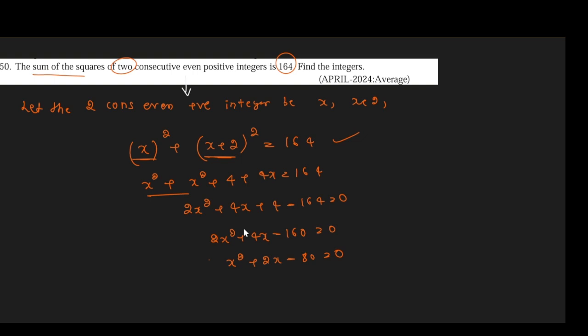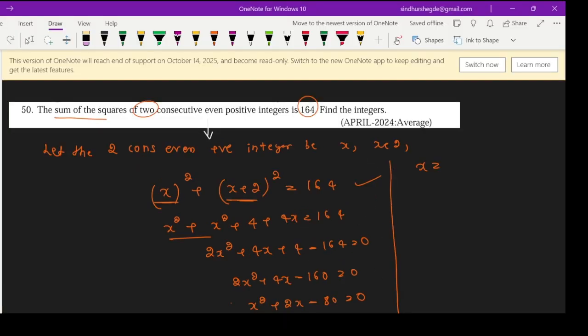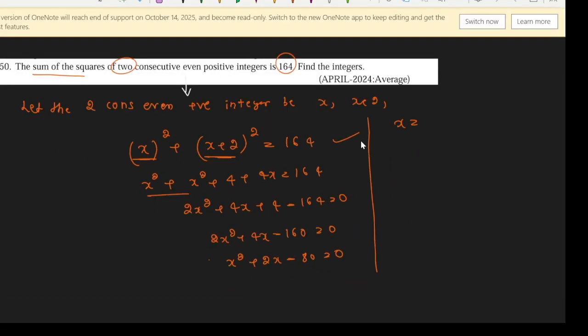Let me check the answer. The answer is x is equal to... So if we just simplify this, we will get the value of x. We can simplify this using any one of the methods. After getting the value of x, what you do is simply... I'm writing the answer, x is equal to minus 10 and x is equal to plus 8. Sorry, this is not the final answer.